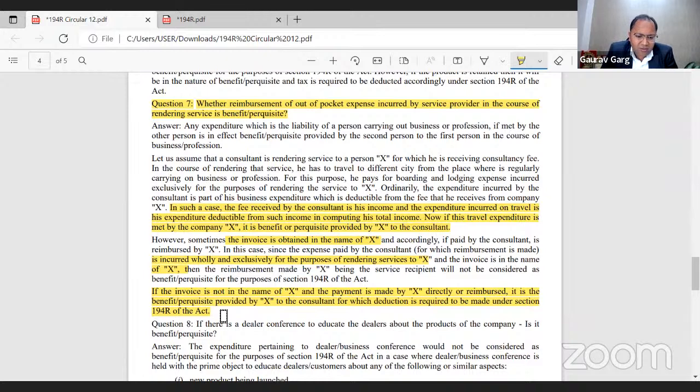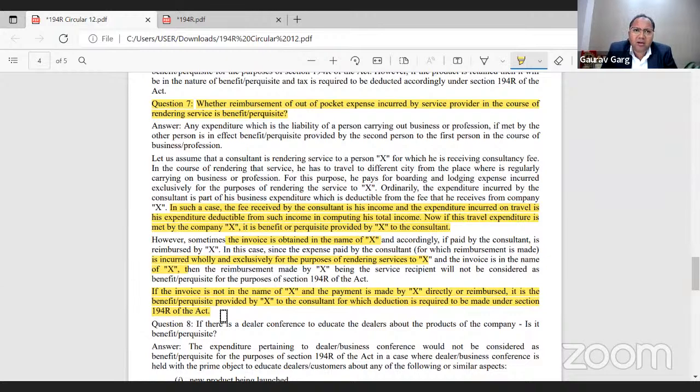The only issue is that in all these cases, in future the expenses have to be incurred by the consultant and then claimed as a reimbursement from the company. It doesn't say that if the ticket is booked by the company, then TDS is not applicable. It is silent on that. Yeah, so I repeat what I said.